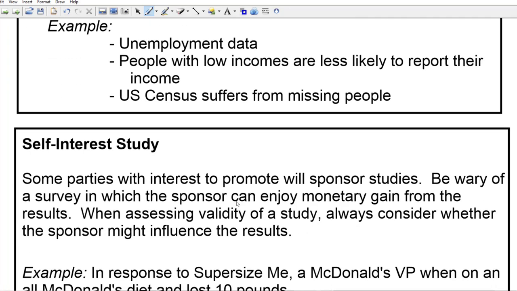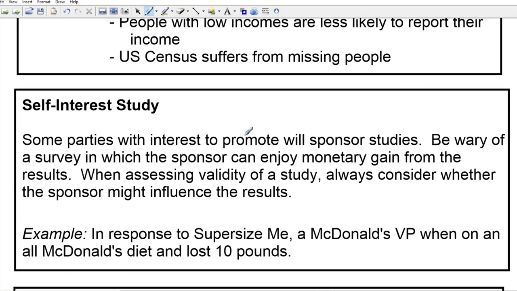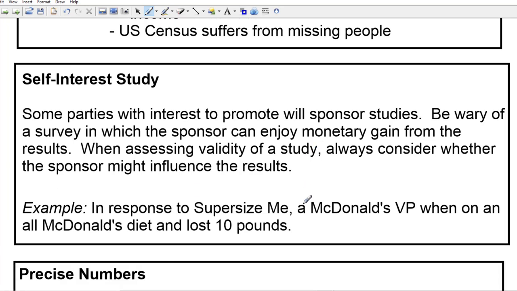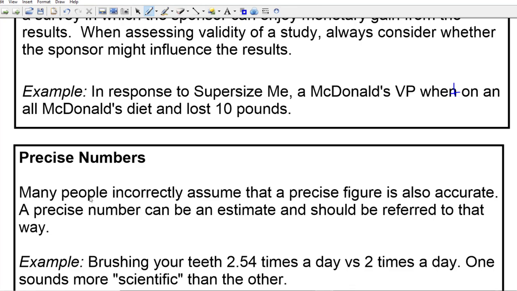How about a self-interest study? Some parties with interest to promote will sponsor studies. Be wary of a survey in which the sponsor can enjoy monetary gain from the results. When assessing validity of a study, always consider whether the sponsor might influence the results. An example of that could be, in response to Super Size Me, a McDonald's VP went on an all McDonald's diet and lost 10 pounds. So that is going to be a self-interest study.